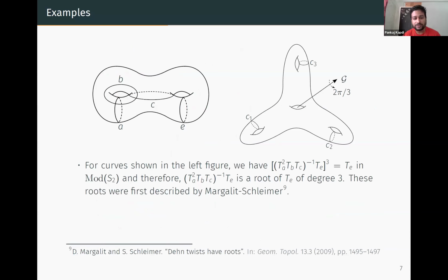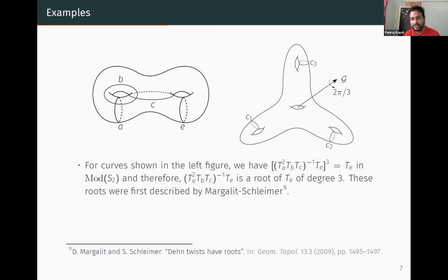For non-separating curves, you can see in the left-hand side figure I have drawn some curves. If you use the chain relation in the mapping class group, then one can show that this mapping class, T_A squared T_B T_C inverse times T_E, if you take its third power, you get the Dehn twist about E. And this E is a non-separating curve. So you get a third root of a non-separating Dehn twist. These examples were actually described by Margalit and Schleimer in 2009.